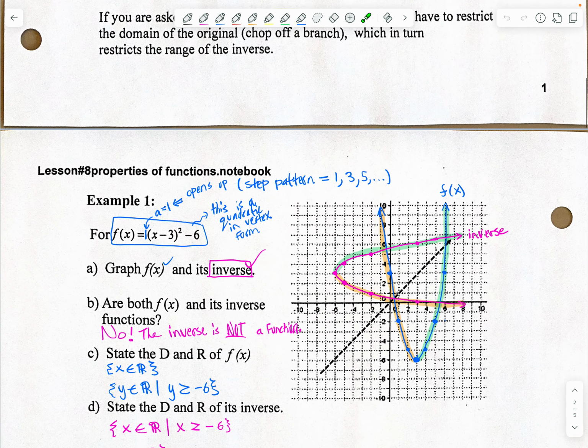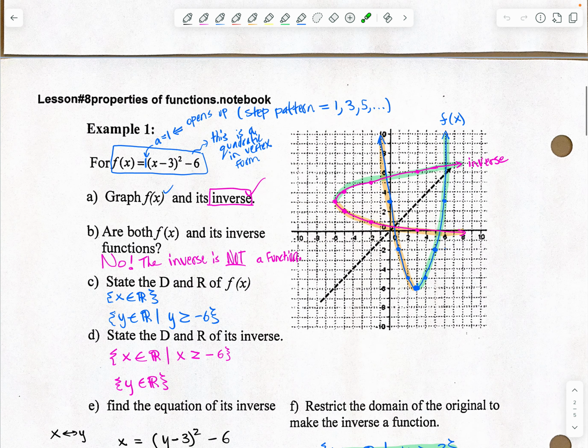Okay. So let's take a look at an example here. I have a function right here. It's a quadratic function. f of x is equal to (x minus 3) squared minus 6. That's a quadratic in vertex form right here. Notice the a value is 1, so it opens up. And then remember, step pattern 1, 3, 5.